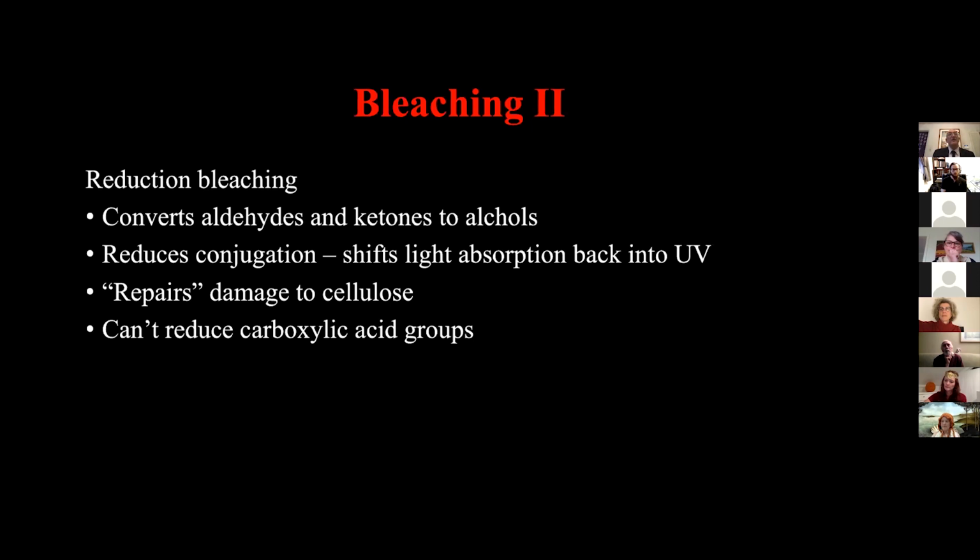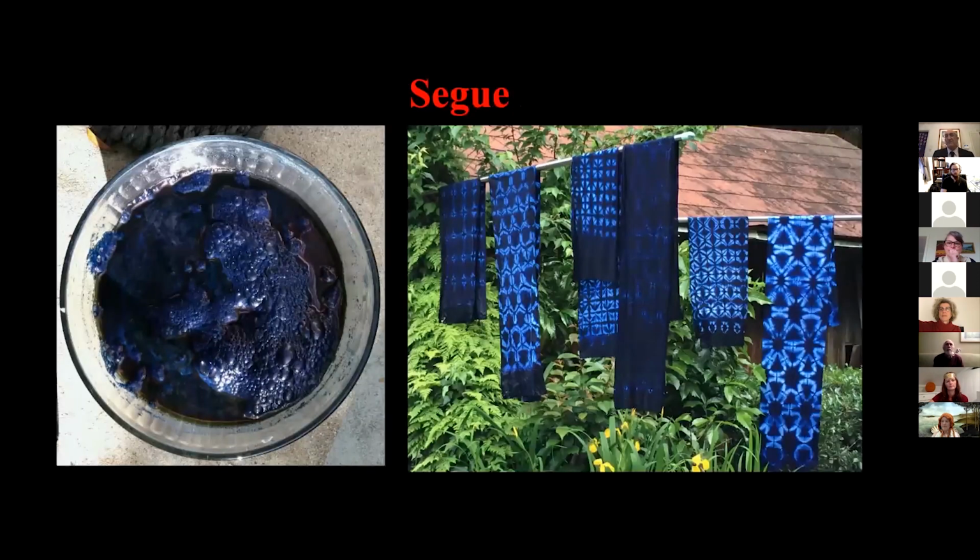By reducing those double bond oxygens, the pi bonds, we are reducing any conjugation. So we're shifting the light absorption back into the UV. We're losing that absorption of blue light, so things aren't yellow anymore. And in a way, it repairs the damage to the cellulose. And so that's my presentation.